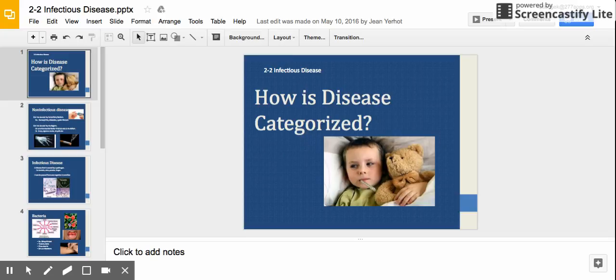These are the notes for Module C, Unit 2, Lesson 2. The topic is disease. We're looking at how disease is categorized.